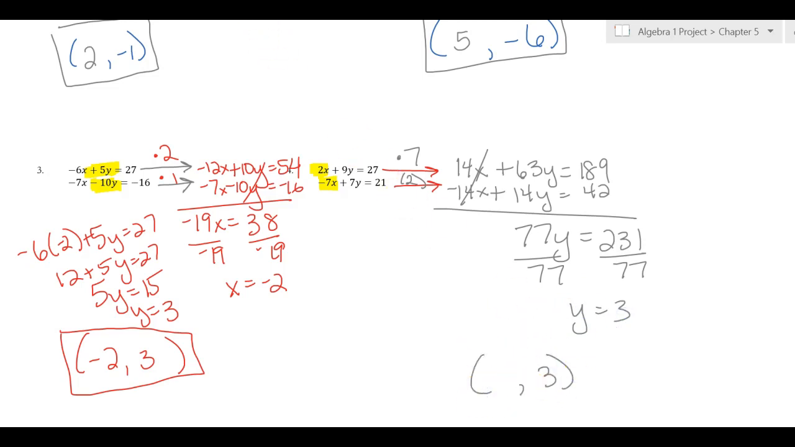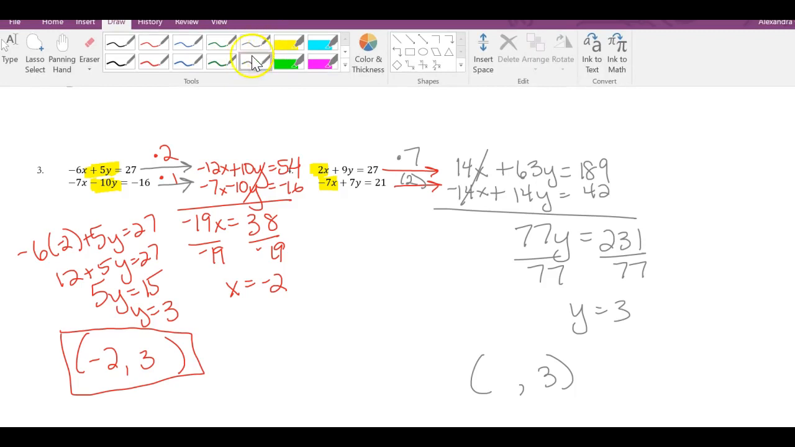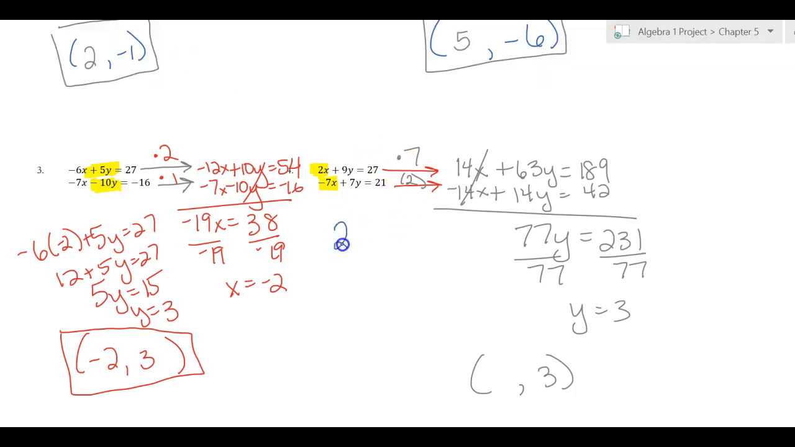And so now I'm going to plug it into one of the 2 equations. I'll probably just choose the top one. So 2x plus 9 times 3 is 27. So 2x plus 27 is 27. So the 27s, when I subtract, are just 0. So x is 0. And again, if you would have crossed off the y's instead of the x's, you still should have got 0, 3.